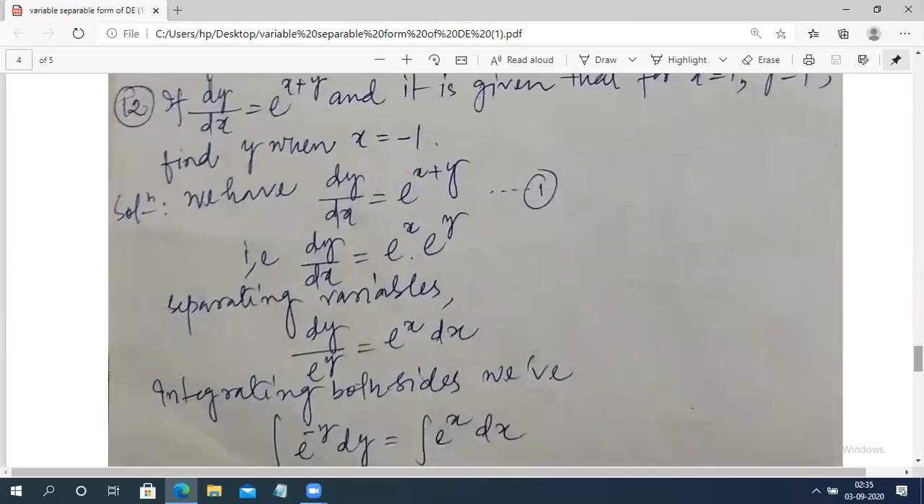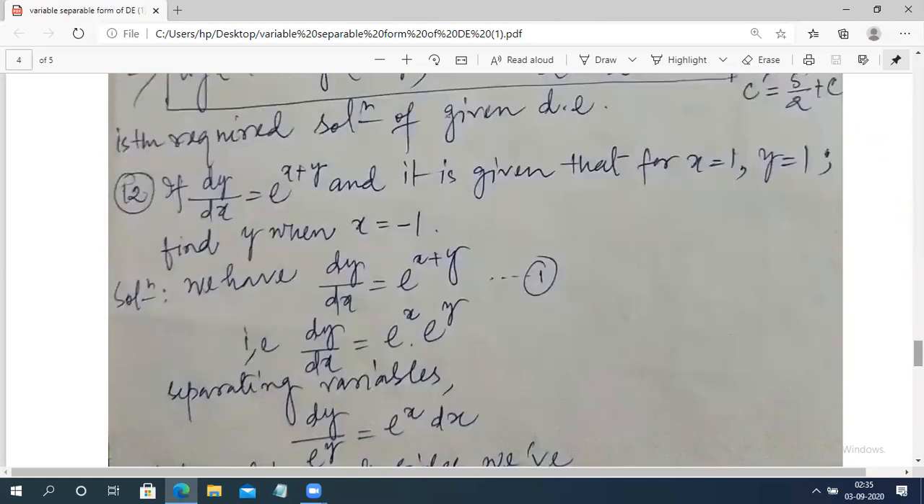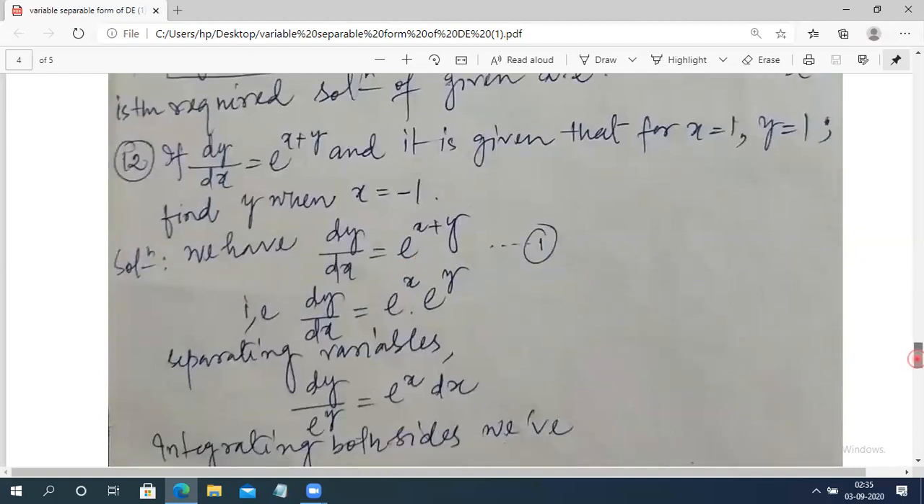So in the first step you have to find the general solution. Don't substitute the values x equal to 1 and y equal to 1 initially here. This is not the way. Find the general solution first, then the particular solution. That means the same approach: simply separate out the variables and then integrate and we'll get the solution.